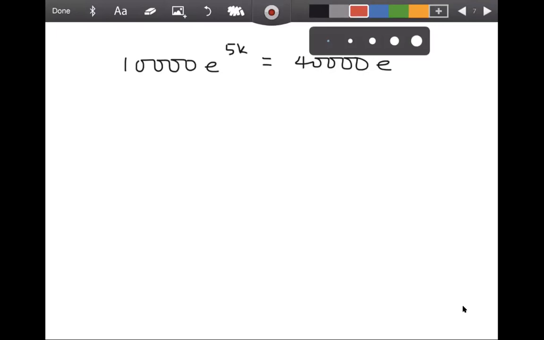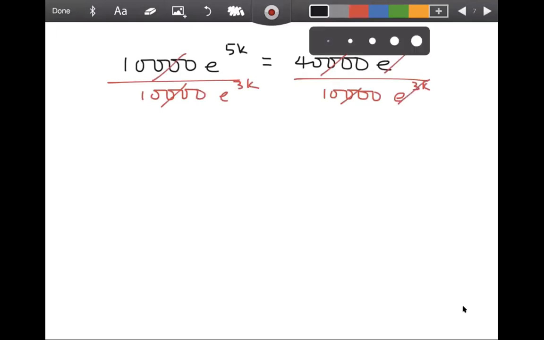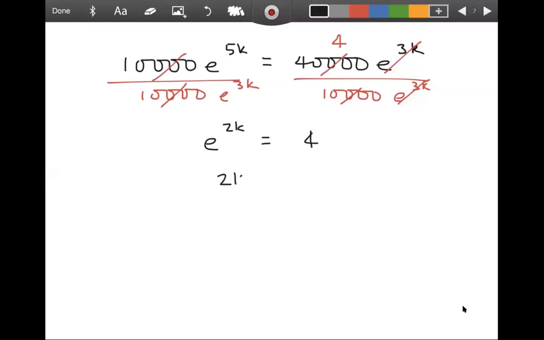If we divide both sides by 10,000, that'll get rid of this, and I'll make this a 4. And if we also divide both sides by e to the 3k, that'll get rid of this. And on the left side, what we will have is e to the power 5k minus 3k is 2k, right? So we have e to the 2k equals 4. And if we take the natural log of both sides, that means that 2k is equal to the natural log of 4, which means that k is 1/2 natural log 4.